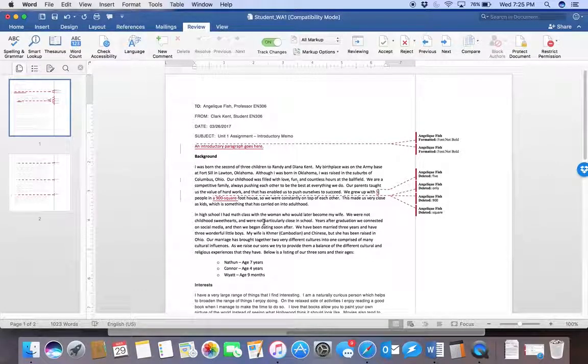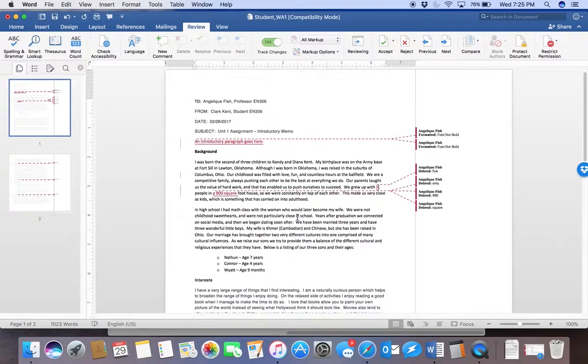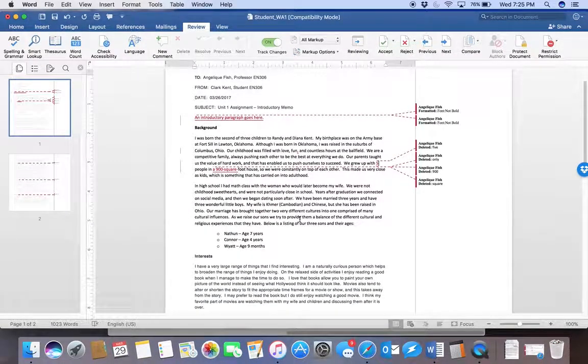So we grew up with 5 people in a 900 square foot house, so we were constantly on top of each other. This made us very close as kids, which is something that has carried on into adulthood. So far, really good. It's a memo, which is internal communication. It's professional, but also very conversational.